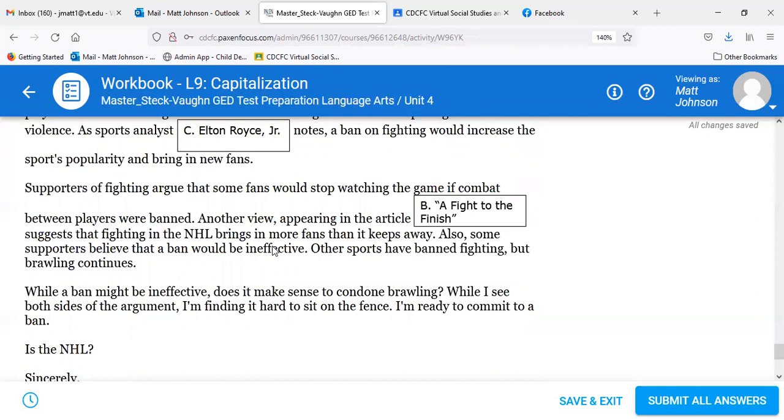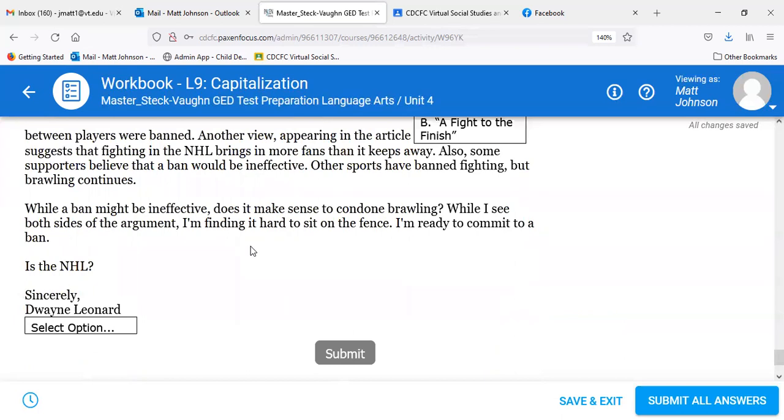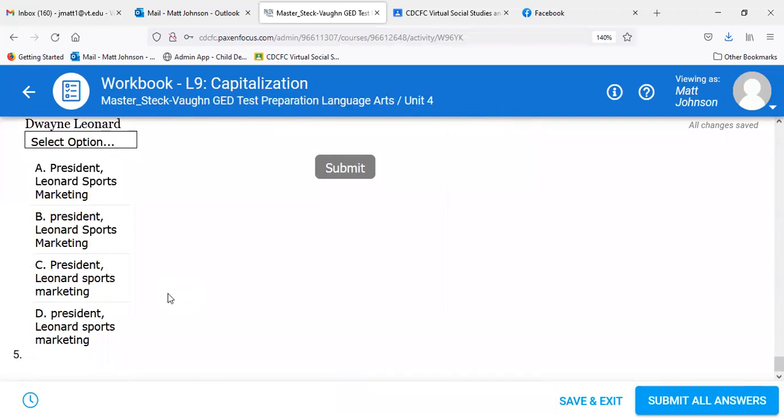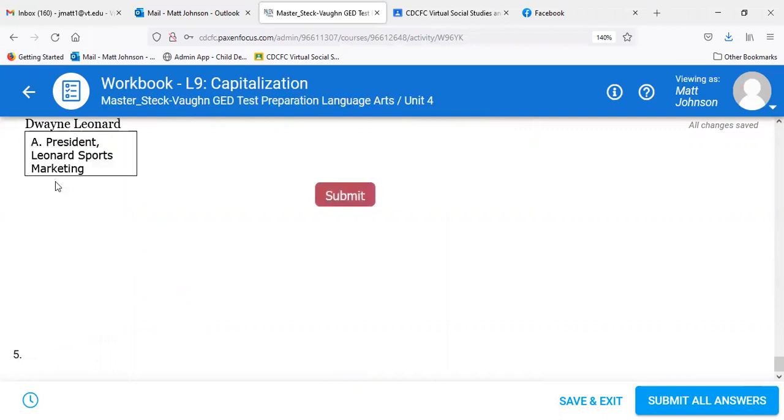Yep. B, it's an article, A Fight to the Finish, suggests that fighting in the NHL brings in more fans than it keeps away. Also, some supporters believe that a ban would be ineffective. Other sports have banned fighting, but brawling continues. While a ban might be ineffective, does it make sense to condone brawling? While I see both sides of the argument, I'm finding it hard to sit on the fence. I'm ready to commit to a ban. Is the NHL? Sincerely, Dwayne Leonard, president of Leonard Sports Marketing. I chose A. Yes, that's his full title, President, Leonard Sports Marketing.